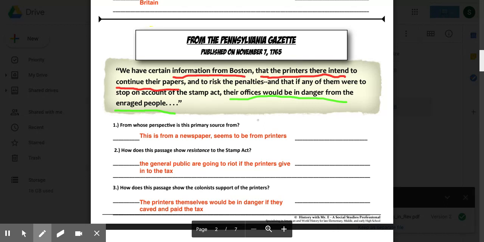So these people are going to continue to print, continue to resist, continue to defy, and it tells us there because of not only their own principles, but also that of the enraged public.